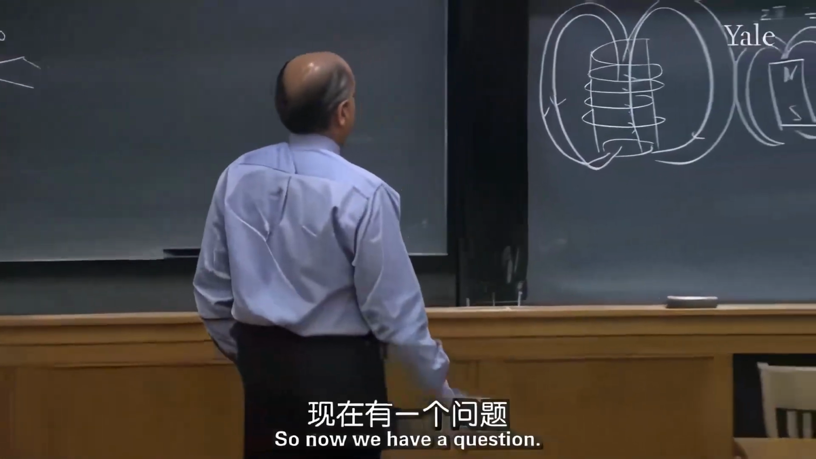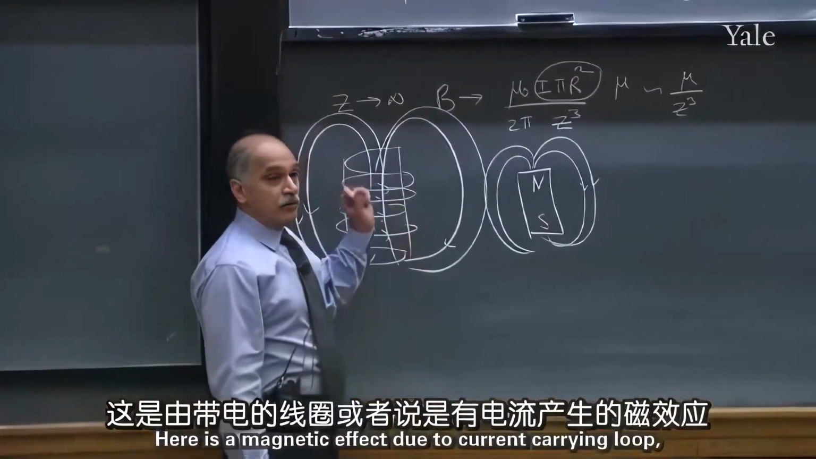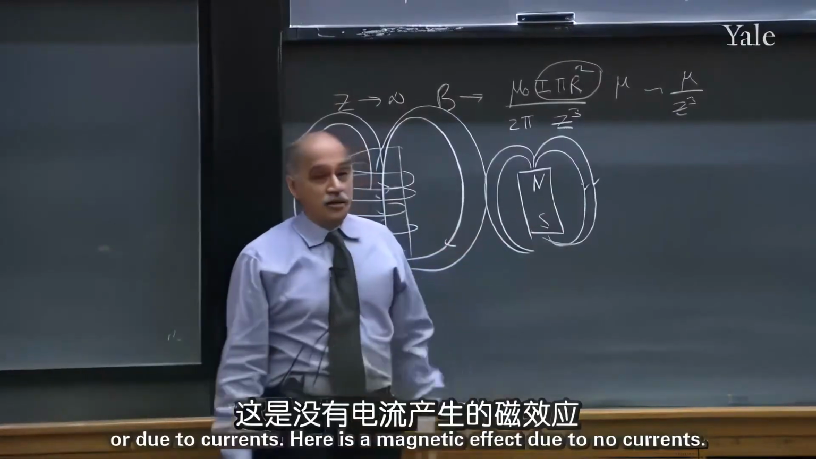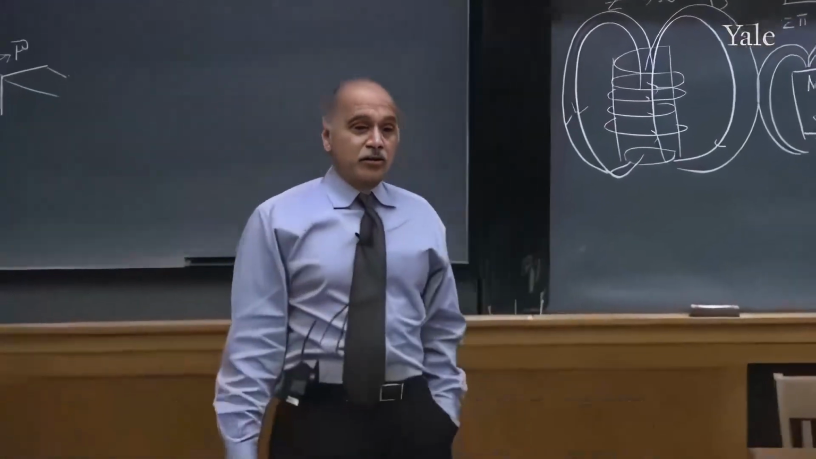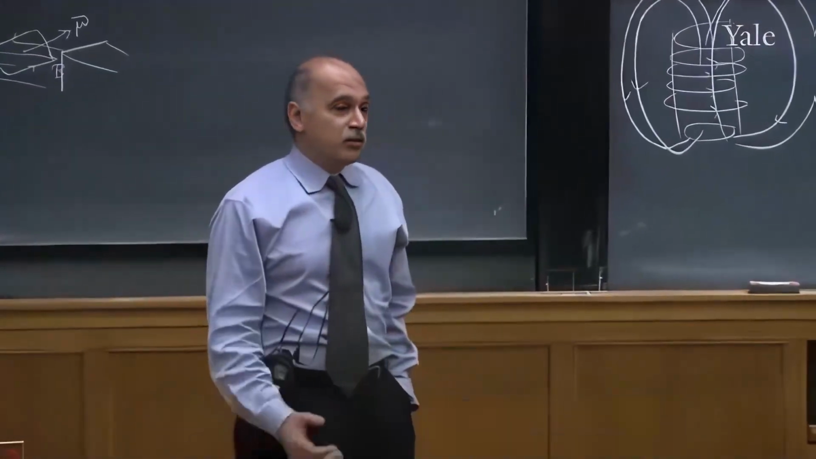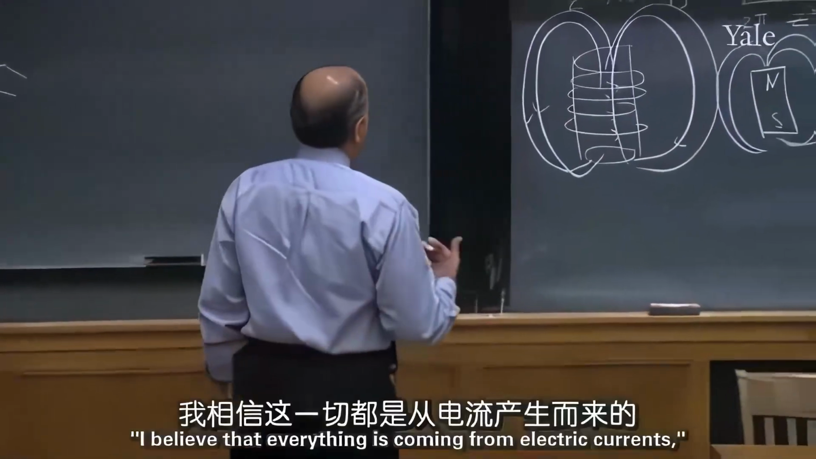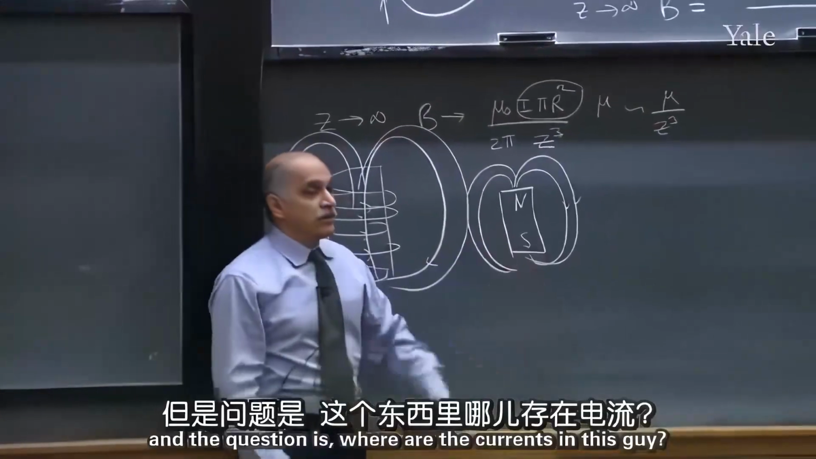So now we have a question. Here is a magnetic effect due to a current carrying loop, or due to currents. Here is magnetic effects due to no currents. The magnet is not connected to anything. So you have an option. Either you can say that's a new kind of magnetism produced by God knows what, or you can say, I believe that everything is coming from electric currents, and the question is, where are the currents in this guy?